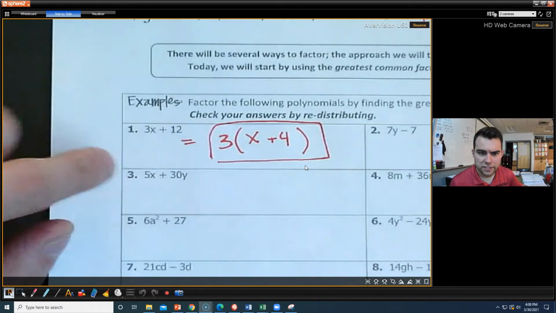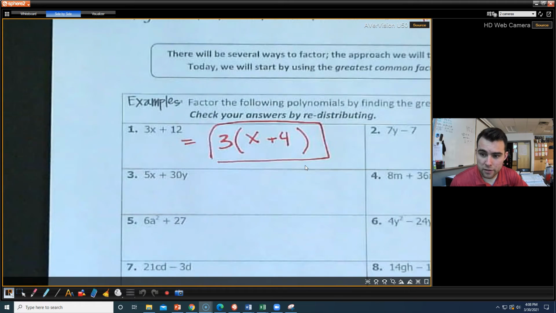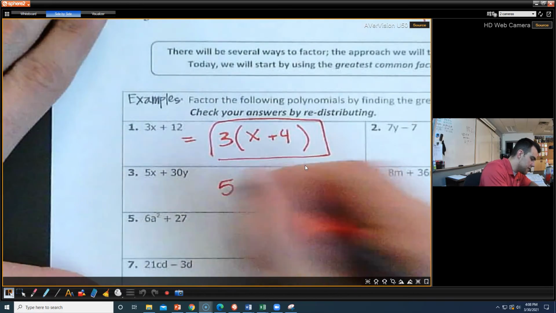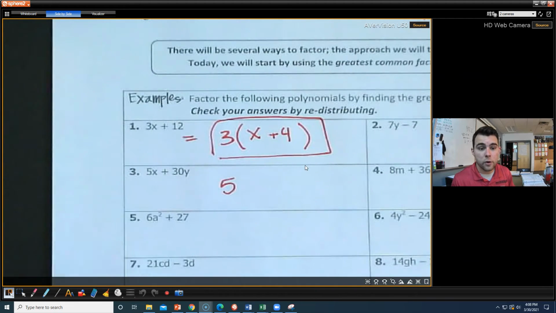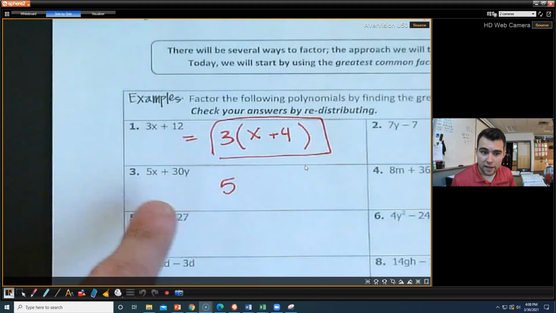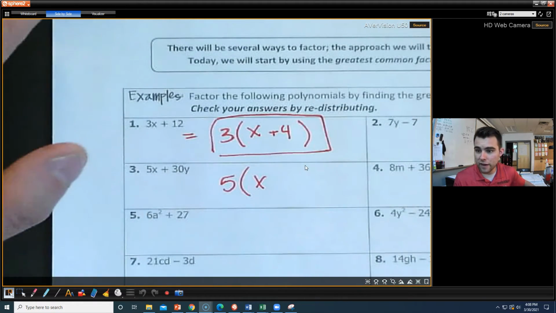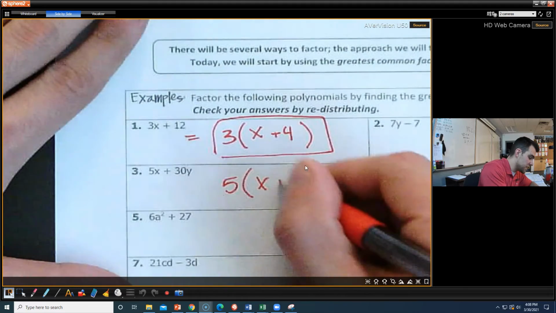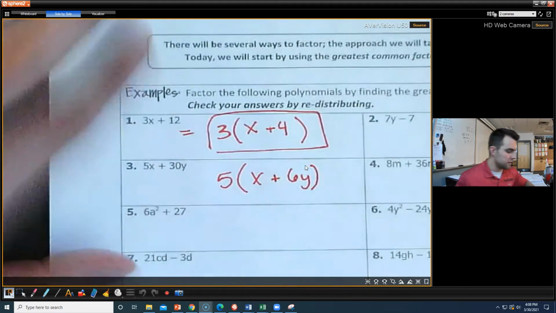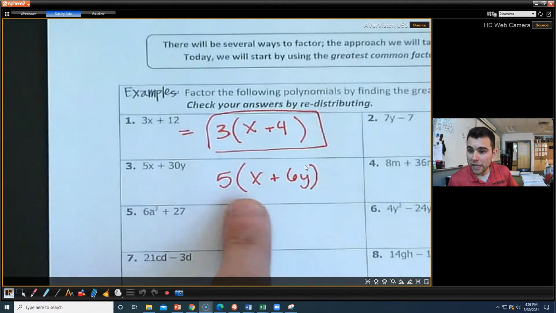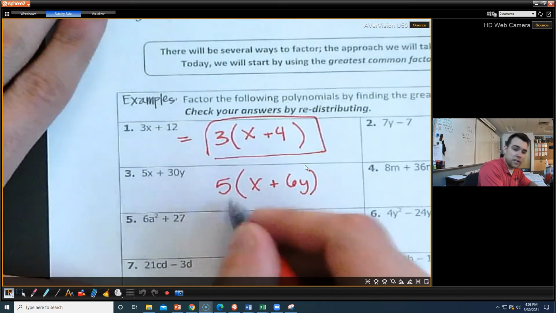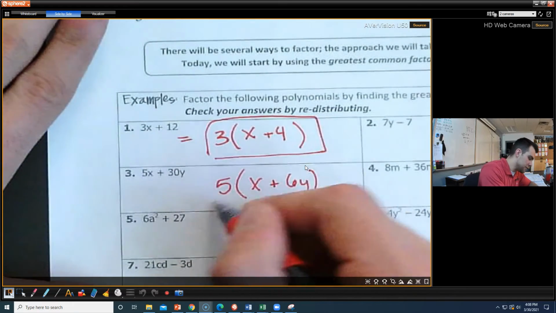What does 5x and 30y have in common? Well, they both have a 5 in common. That's the greatest factor that they have in common. So I'm going to write out my 5, and then I'm going to divide both of those terms by 5. So 5x divided by 5 is just going to be x, and 30y divided by 5 is a positive 6y. And there we go. I just write my remainder in parentheses, and I keep what my GCF is on the outside.